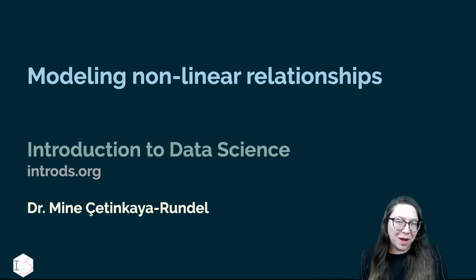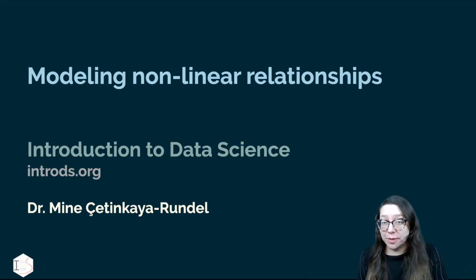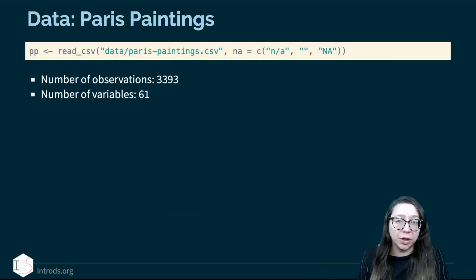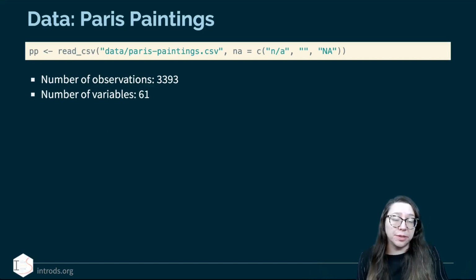So far we've talked about modeling linear relationships, and this time we're going to talk about what if the relationship is not linear. So let's think about how do we check to see if the relationship is not linear. Remember that the data set we're working with is the Paris paintings data set with over 3,000 observations and 61 columns, where each row represents a painting.